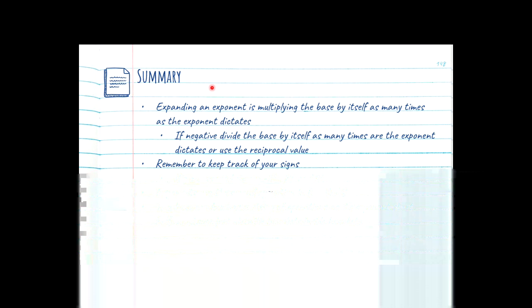If the base number is negative, it doesn't matter. You're just going to multiply it by itself, but you need to remember to keep the negative sign associated with the base. If it's negative 2 to the power of 2, you are multiplying negative 2 times negative 2. That's going to give you a positive number, and if it was negative 2 to the power of 3, it's going to give you a negative number. So it's very important that you remember to bring your sign with your base.